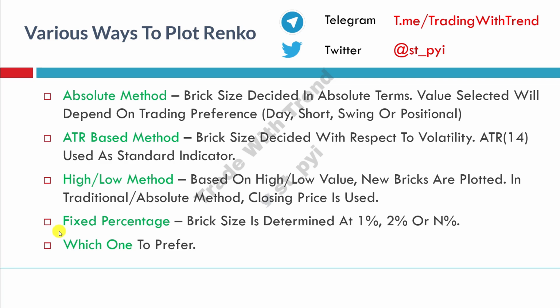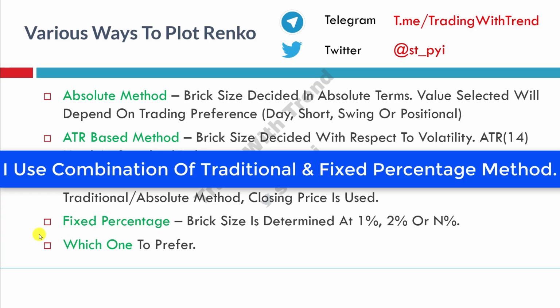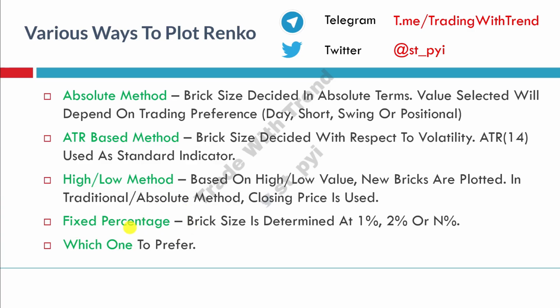So for me, when I want to do long-term trend analysis, I always prefer the fixed percentage type Renko charts. And when I want to do something like short-term trading, day trading, or even swing trading, I'm more inclined to use the traditional method or the absolute value method. So I completely ignore the ATR based method and the high and low method. Somehow these methods have never appealed to me, and that is why my combination when it comes to Renko trading is the traditional method and the fixed percentage method.